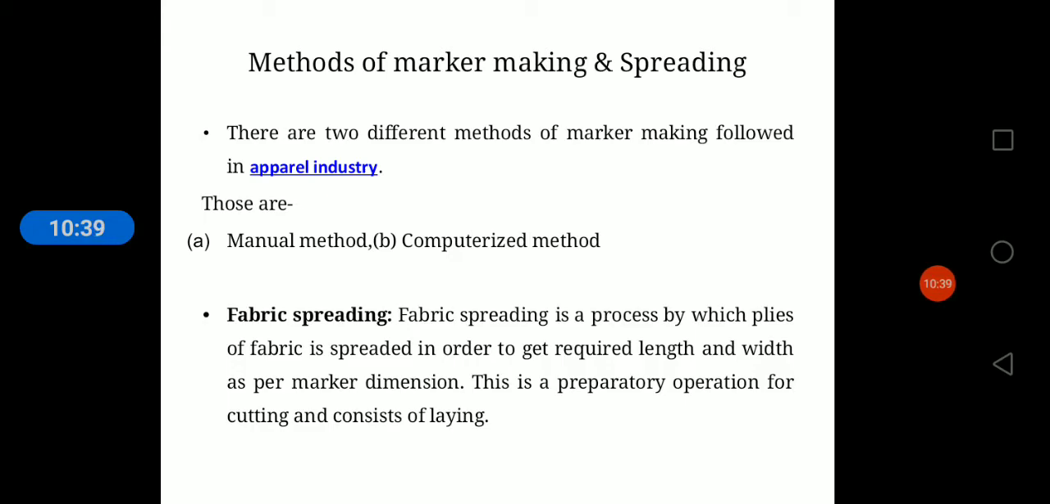What does it mean by spreading? Fabric spreading is a process by which piles of fabric are spread in order to get the required length and width as per marker dimensions. This is a preparatory operation for cutting and consists of laying. According to the marker dimensions only, the fabric will be spread, widthwise or lengthwise.